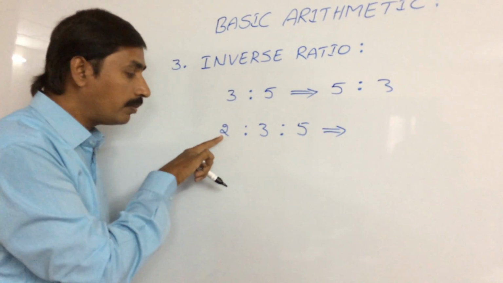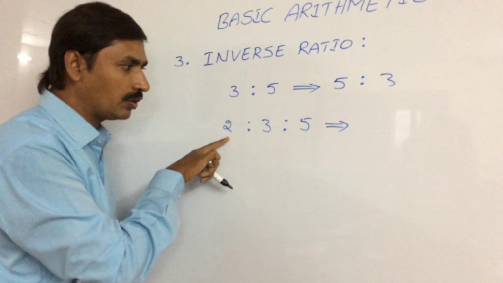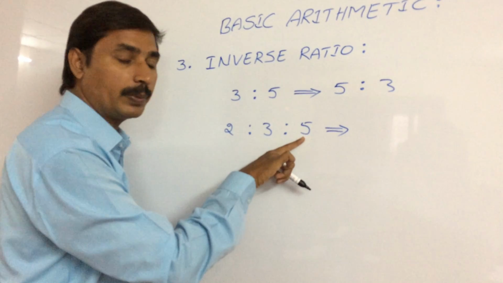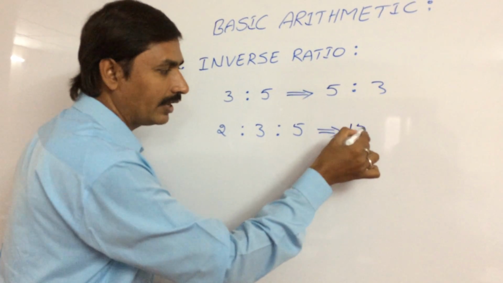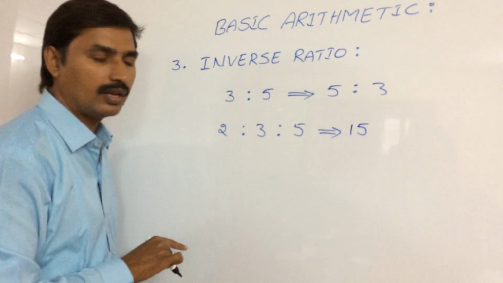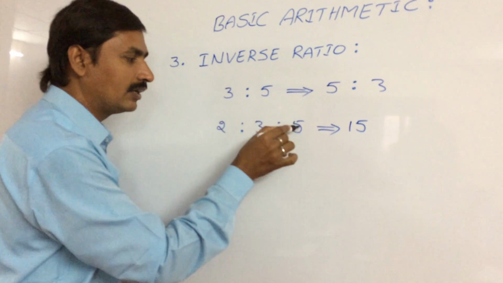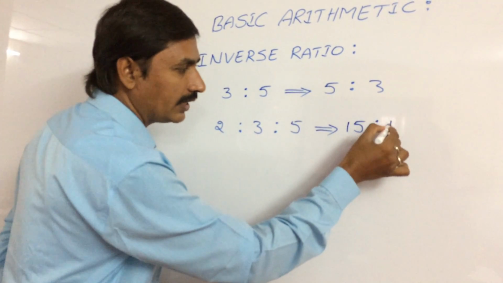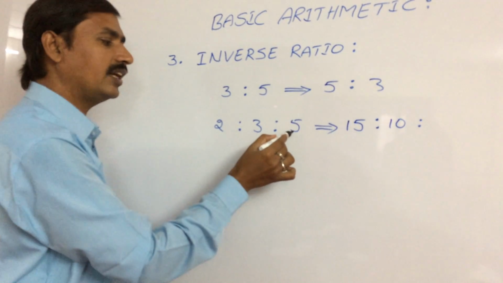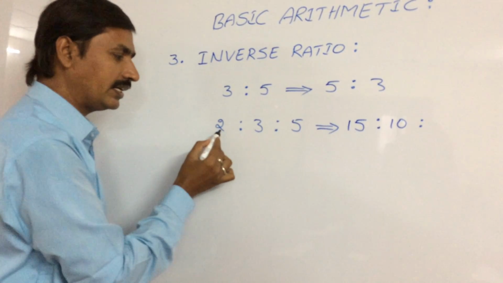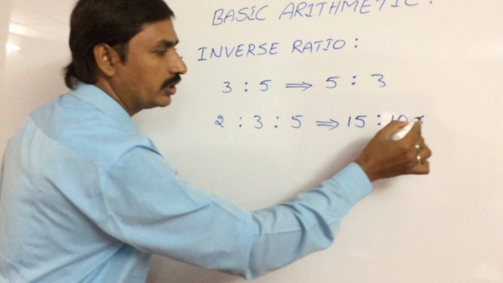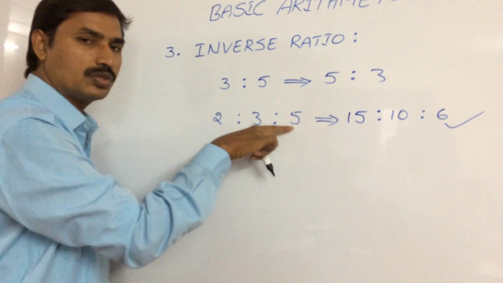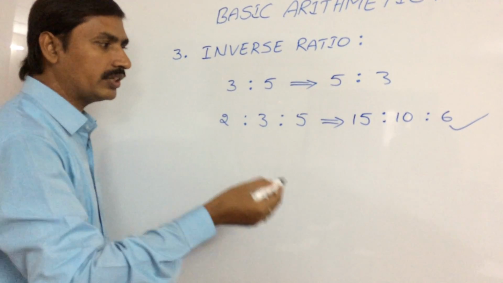Now here be careful in calculating the inverse ratio with more than 2 terms. Like the inverse of 2 is the product of 3 and 5. So 3 and 5 product is 15, which is called the inverse of 2. And the inverse of 3 is calculated as the product of the other terms, like 2 into 5 is 10. And in the same way the inverse of 5 is calculated as the product of the first 2 terms, 2 into 3 is 6. That is the inverse ratio of the given 2:3:5.